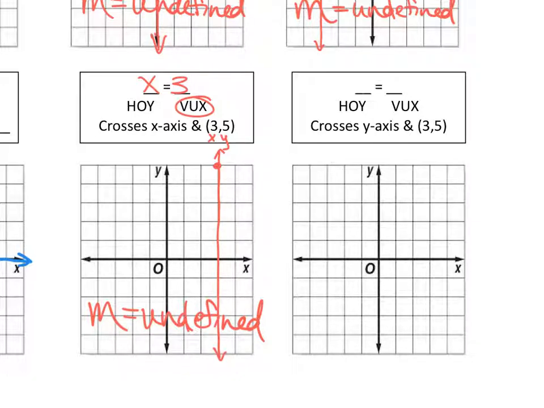Let's look at the next one. I still didn't give you the equation, but what did I tell you? It crosses the y-axis, which means it has to be a Hoy line. Now, what point does it have to go through as well? 3, 5. It does have a slope of 0. It will have a slope of 0, so we can write that down.